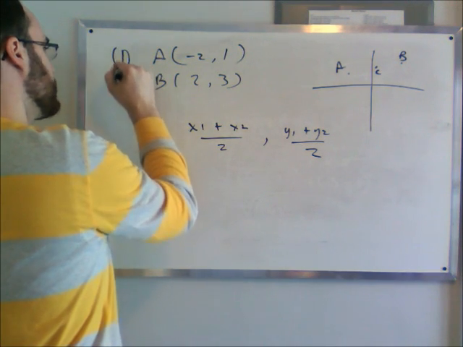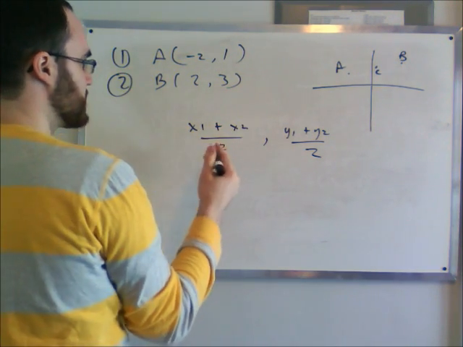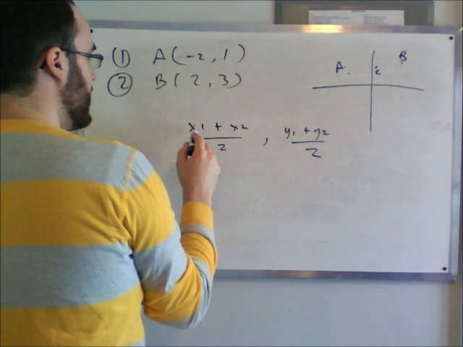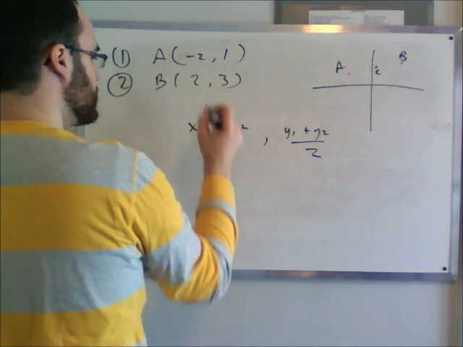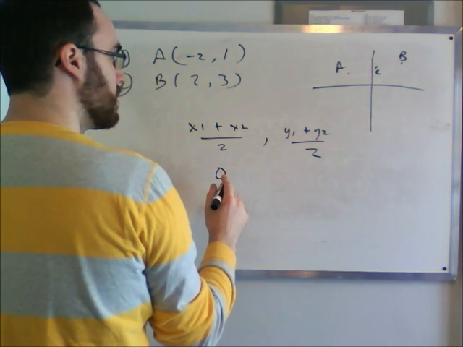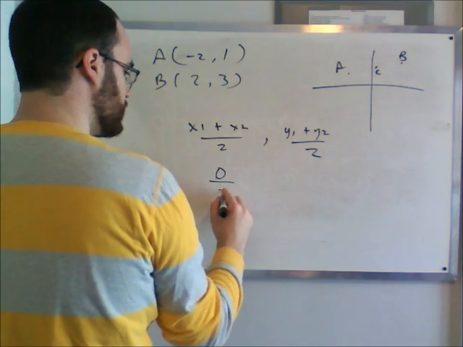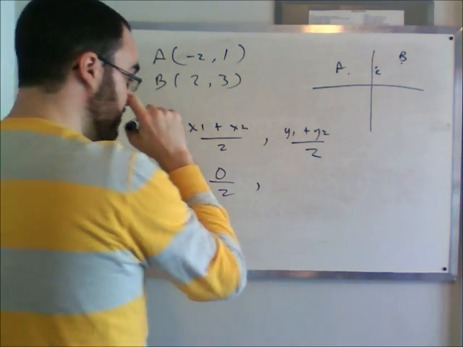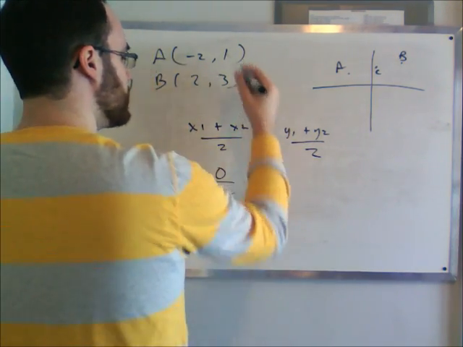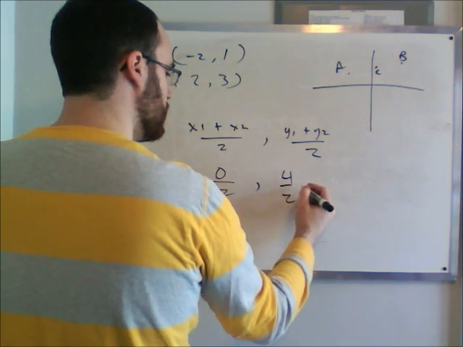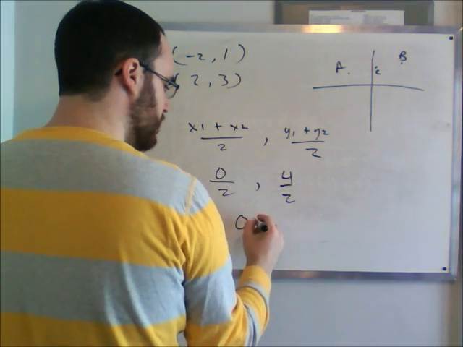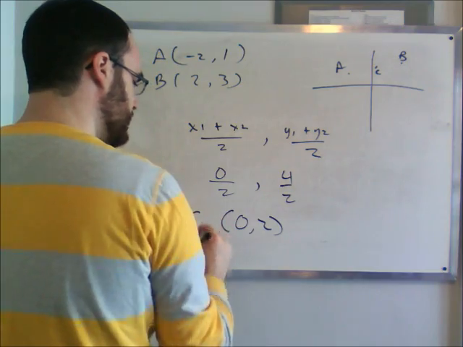Again, this is our first point, this is our second point. Let's just do this out. We're going to have x1 plus x2, so negative 2 plus 2 is 0, over 2, comma, and this is just the y coordinate, y1 plus y2 is going to be 4 over 2, which is equal to 2. So the point is 0, comma 2. That is our point C.